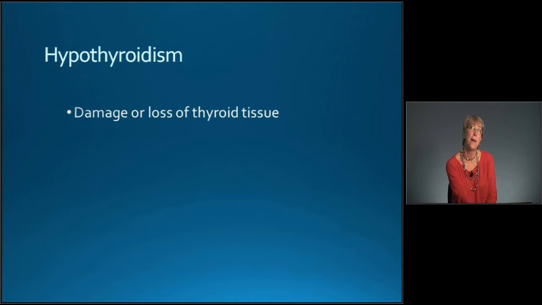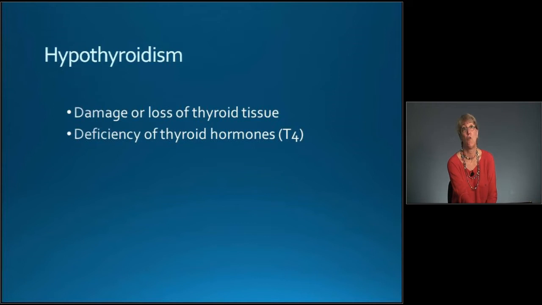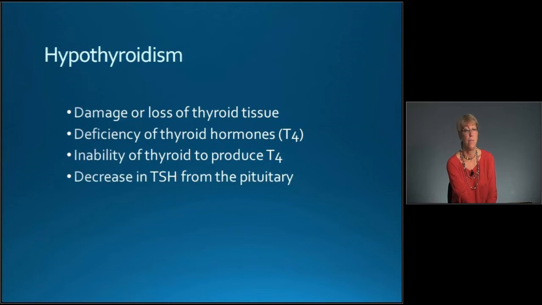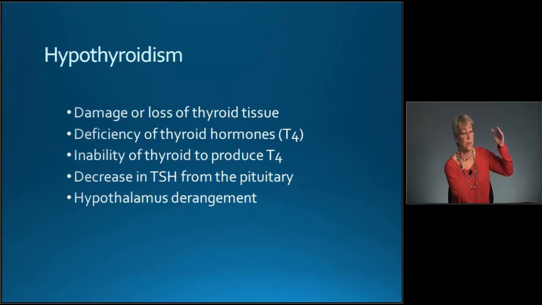Now this can happen from damage or loss of thyroid tissue, deficiency of T4 itself, inability of the thyroid to produce T4, or in that hypothalamus-pituitary axis there, we could have a decrease in that TSH from the pituitary. Hypothalamus derangement, as I mentioned, if there is a problem in any part of that progression of stimulating the thyroid, then we're going to have issues.